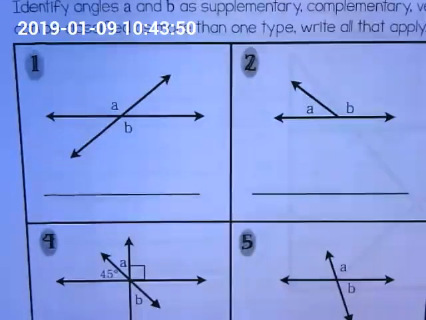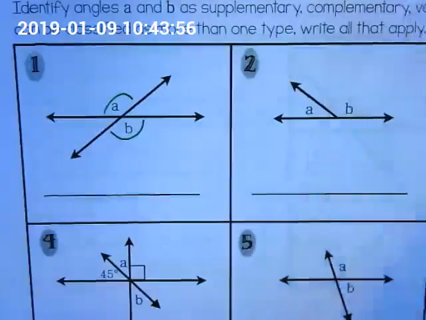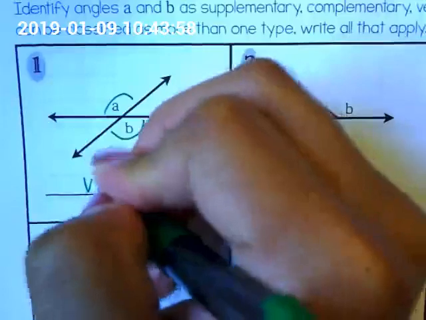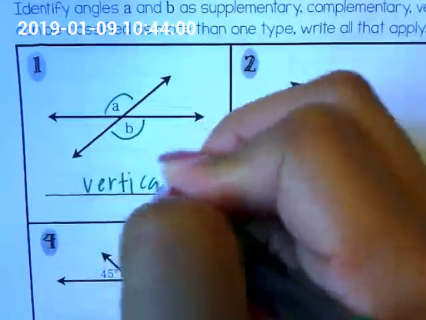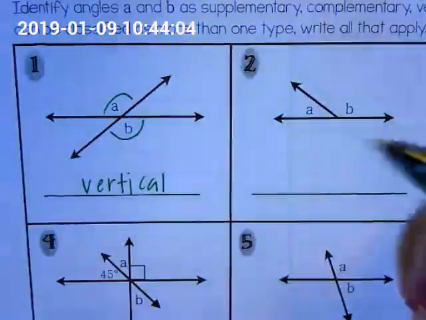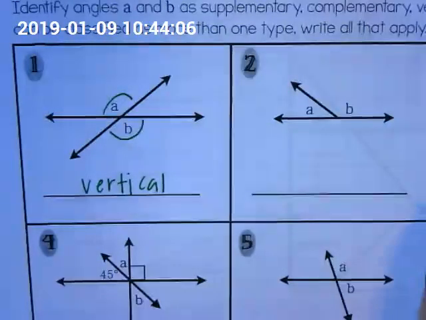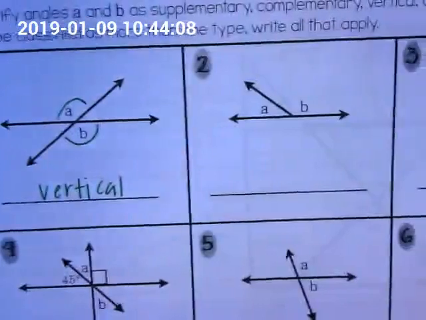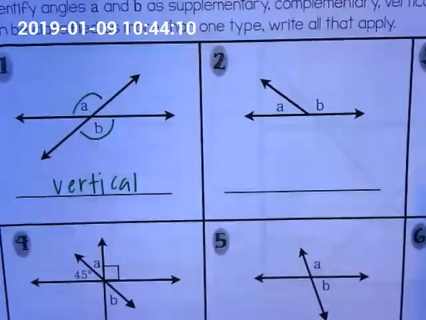All right, these angles here in number 1 are across from each other, so they are vertical. They are made by 2 intersecting lines. These 2 intersecting lines, the angles are opposite each other, so they are vertical angles. Some people I saw put supplementary. Remember, supplementary means they have to be next to each other, and together they make a straight line.